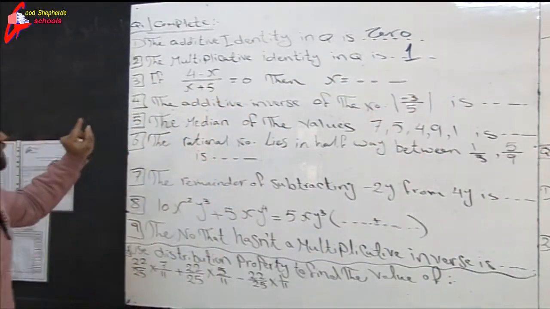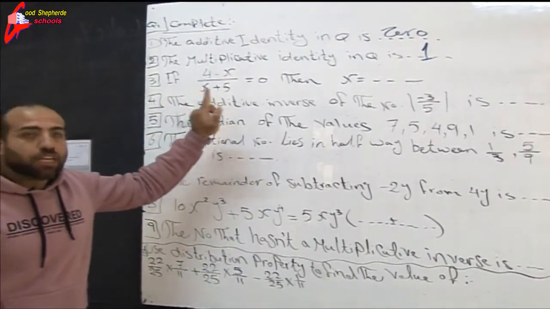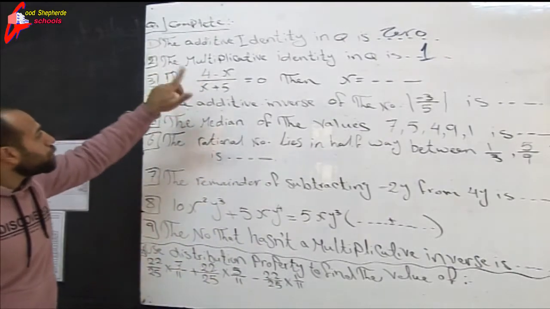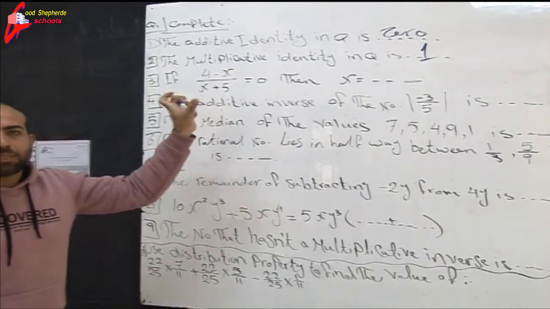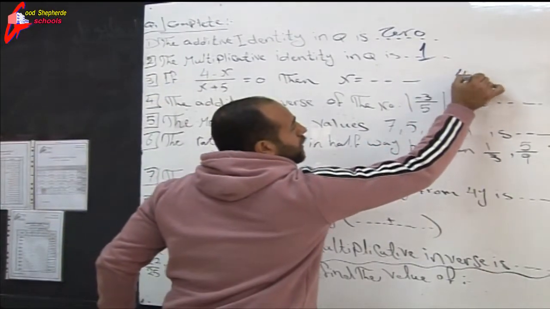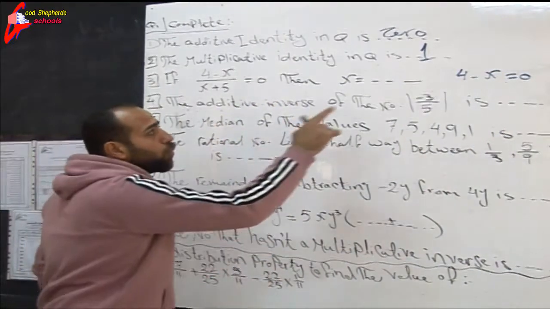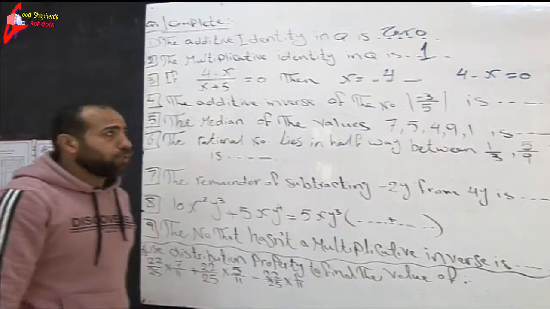Number 3. If (4 minus x) over (x plus 5) equals 0, then x, when a rational number equals 0, the numerator must equal 0. So 4 minus x must be 0. Then x equals 4, to make 4 minus 4 equal 0.